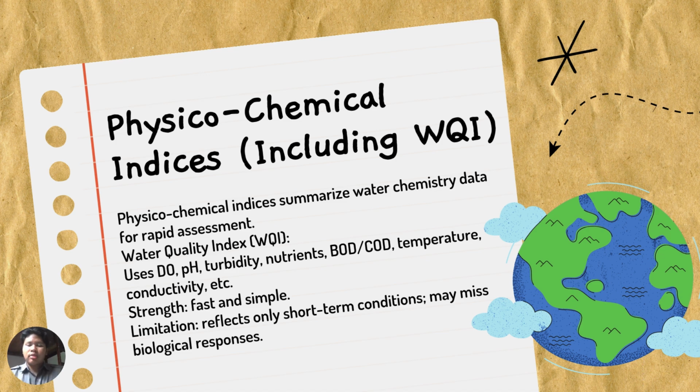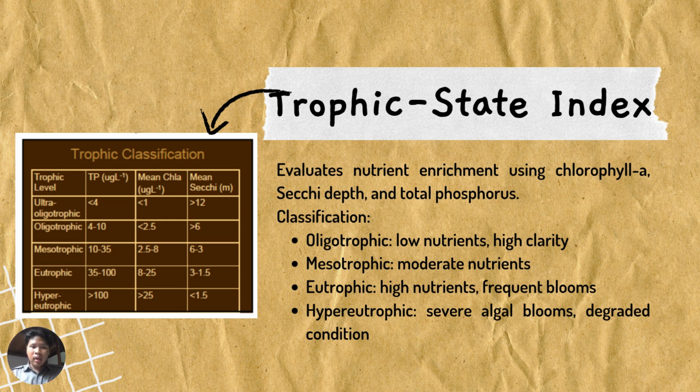So next is the Trophic State Index, TSI. It evaluates nutrient enrichment using chlorophyll-a, Secchi depth, and total phosphorus. It classifies ecosystems as oligotrophic, mesotrophic, eutrophic, or hyper-eutrophic. This classification helps us identify the severity of nutrient pollution and algal bloom risks.